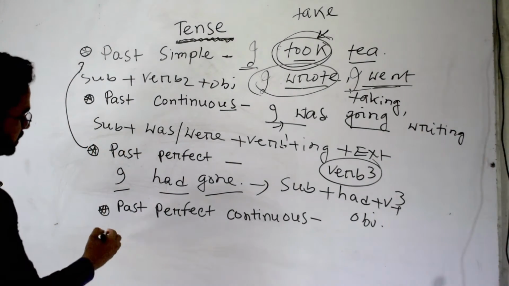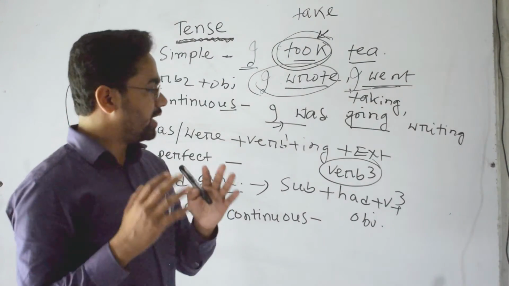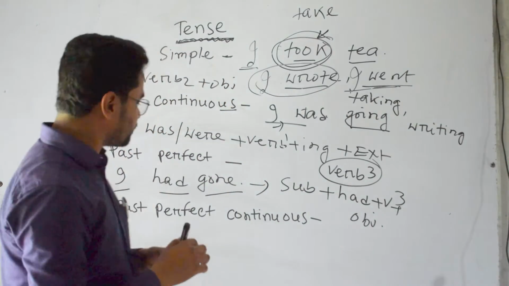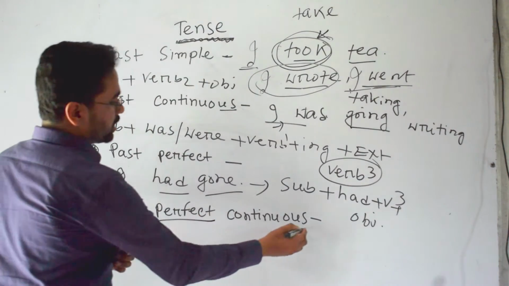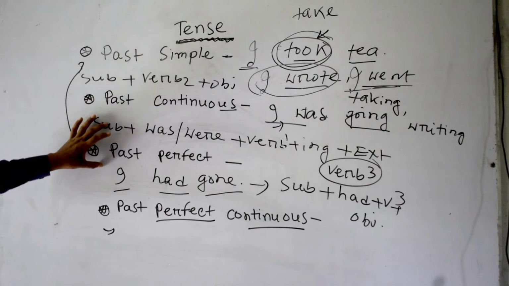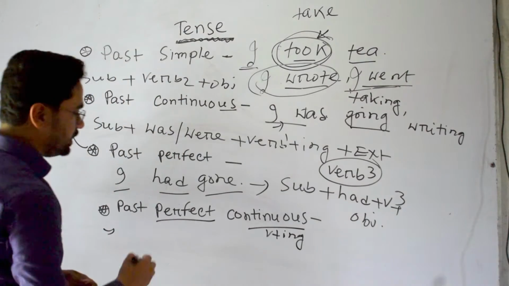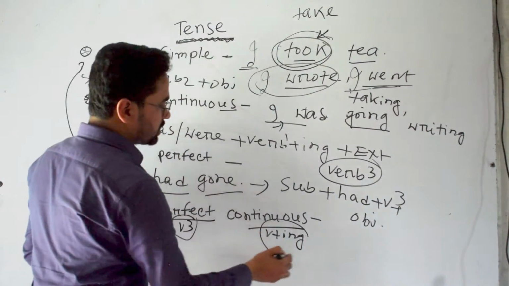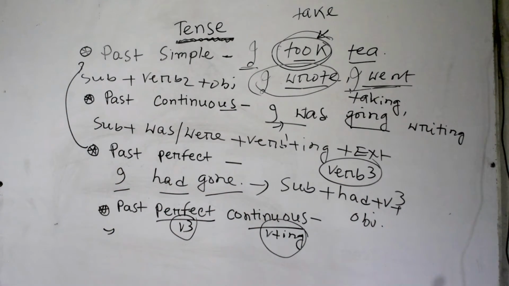And the final one is past perfect continuous tense. In this tense, a work is going on for a definite time in the past. Here there is a combination of perfect and continuous. In continuous, you need to use verb plus ing. In perfect, you need to use verb 3. Two tenses have combined to make this tense, past perfect continuous tense.